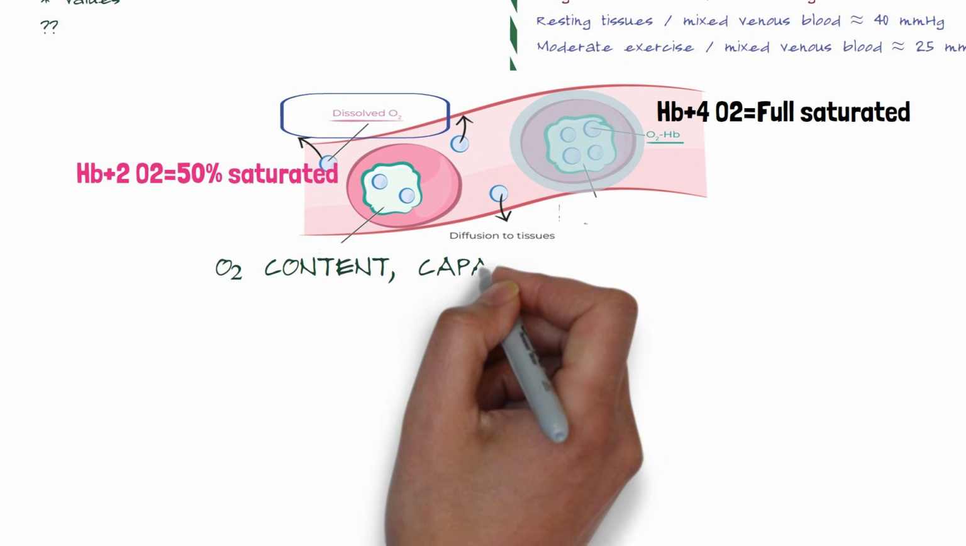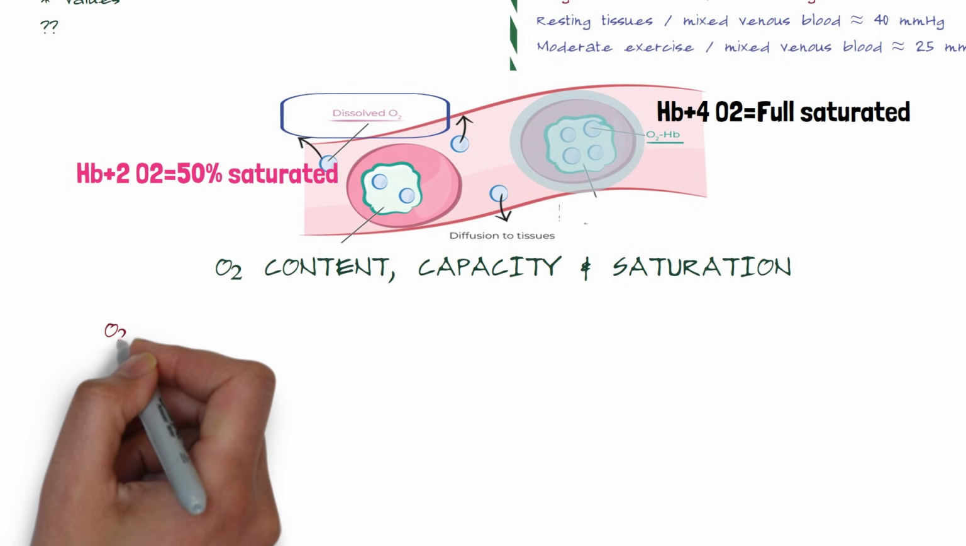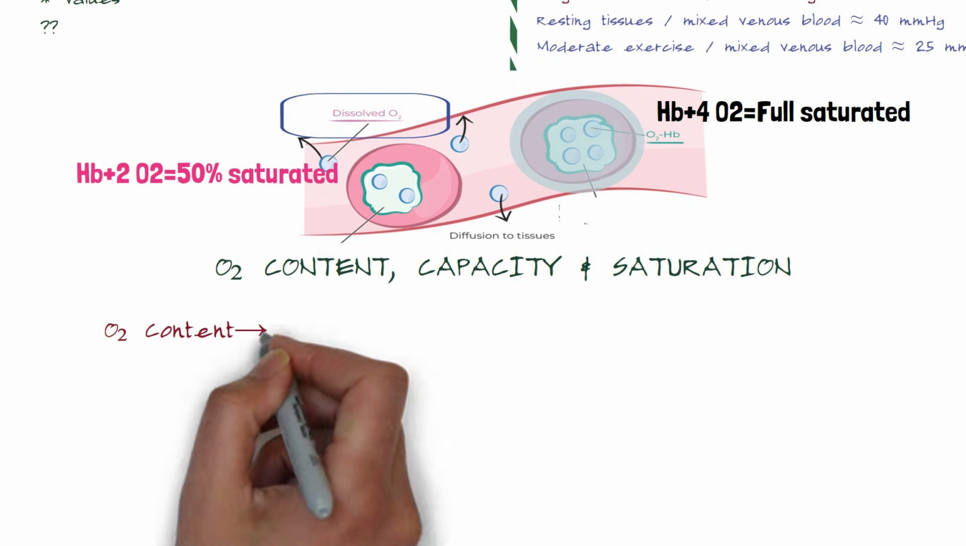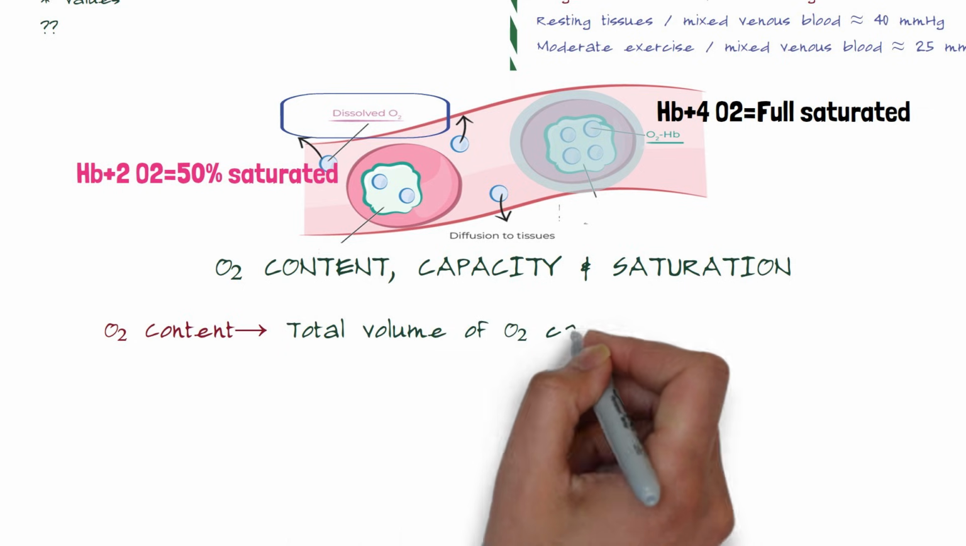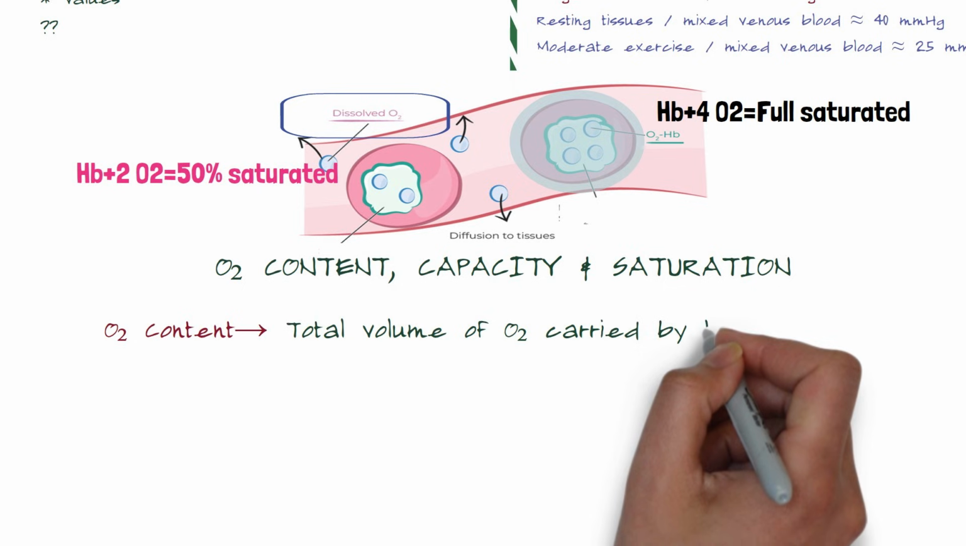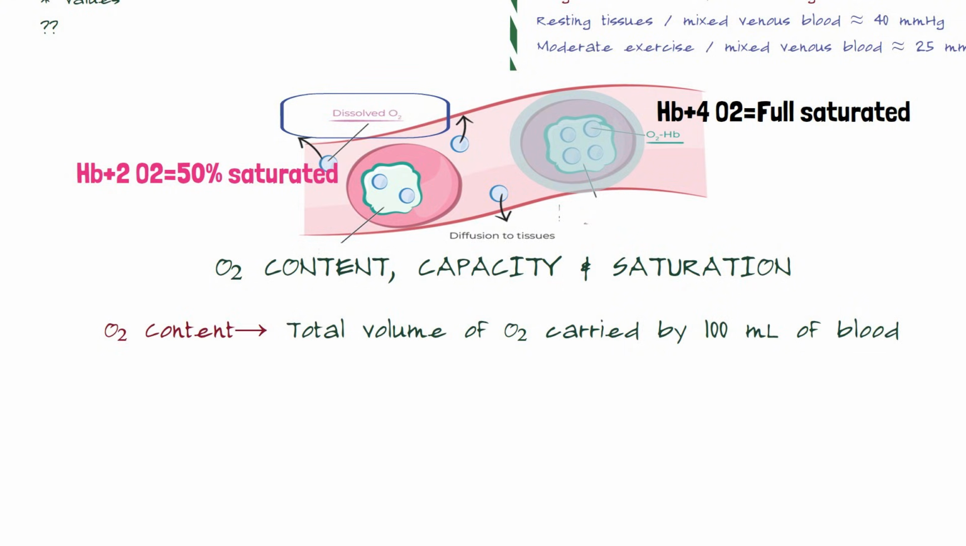Okay, so what is the content? The content is the volume of oxygen carried by 100 milliliters of blood. In 100 milliliters of blood, we estimate or measure the amount of oxygen that's carried by the hemoglobin. And remember here that the hemoglobin is not fully saturated, while the capacity is the maximum amount of oxygen in the blood carried when the hemoglobin is fully saturated.